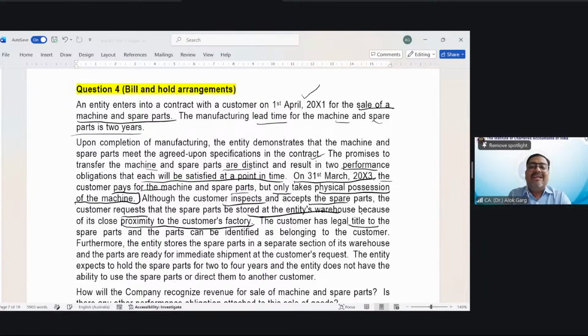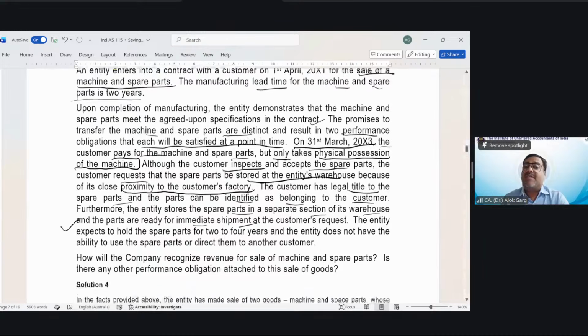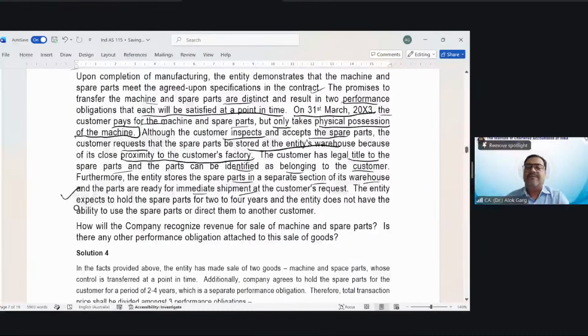The customer has legal title to the spare parts and the parts can be identified as belonging to the customer. So these spare parts are separately earmarked to the customer. It is easily and completely identifiable that it belongs to the customer. And the customer has a legal title also. Furthermore, the entity stores the spare parts in a separate section of its warehouse, and the parts are ready for immediate shipment at customer request. The parts are immediately ready, right? The only thing is the customer does not want the delivery right now.